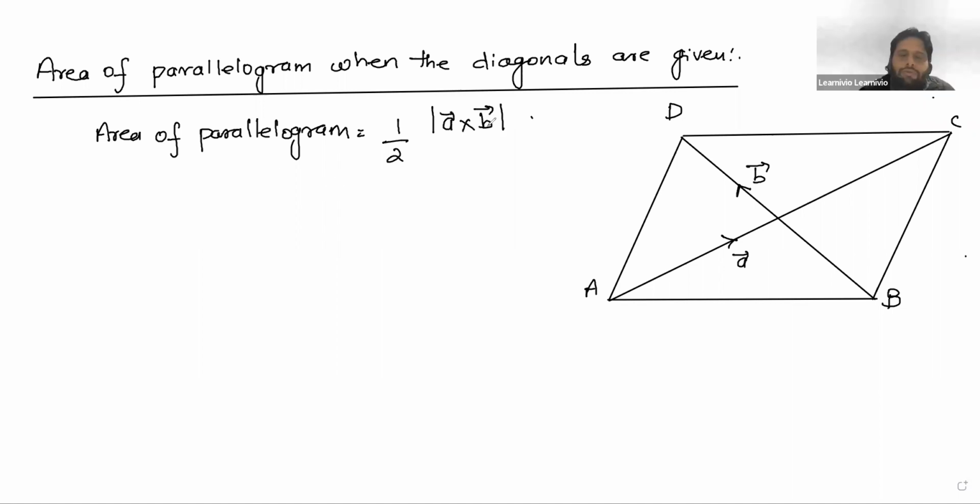So area of parallelogram is equal to half into A cross B. You just need to find the cross product, divide that with 2, and you will get the area of parallelogram. Next, please note down this, draw the figure. I will give you a question, but you have to do this question in the homework. We have to start 3D today. So note down this and then this question.